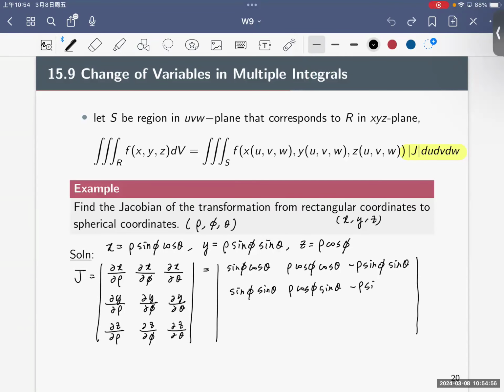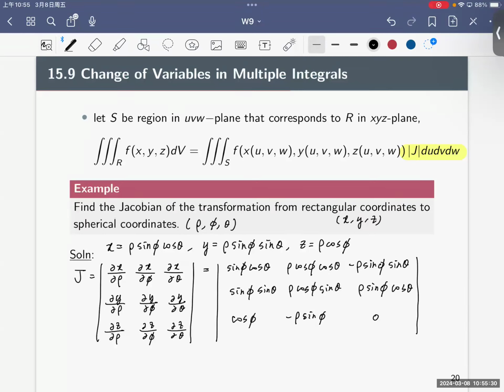Partial y partial theta, sorry, I don't have the negative now, is rho sine phi cosine theta. And then I work on the z partial derivatives. Partial z partial rho is cosine phi, partial z partial phi is negative rho sine phi, and partial z partial theta is 0. There's no theta component in it at all, so it's like differentiating a constant.